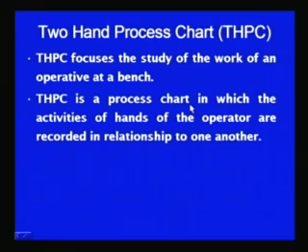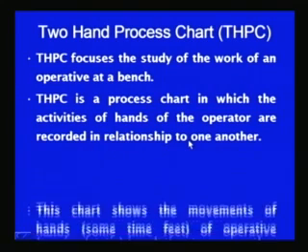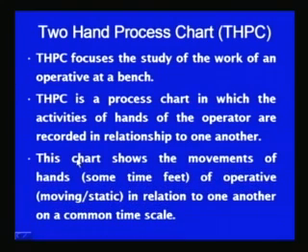The two hand process chart is a process chart in which the activities of the hands of the operator are recorded in relationship to one another. This chart thereby shows the movements of the hands, and sometimes feet movement is also recorded, of the operator in relation to one another on a common time scale. Thereby it helps to show how long both hands are busy doing something, or when one hand is busy and the other is idle.